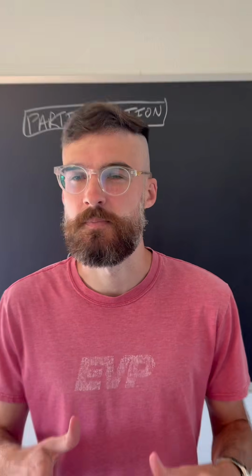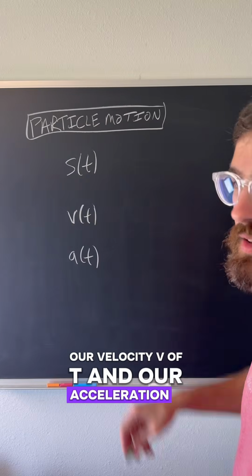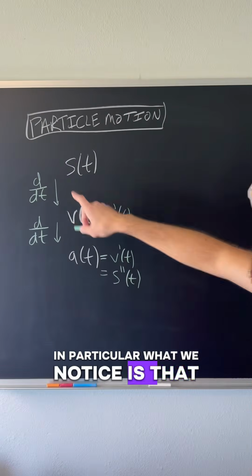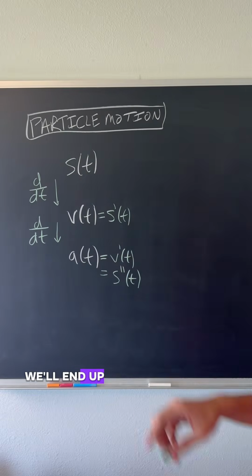Let's talk about particle motion. What we see is that there's a clear relationship between our position s of t, our velocity v of t, and our acceleration a of t. In particular, what we notice is that the derivative of our position function will give us velocity, and if we take one more derivative, we'll end up with acceleration.